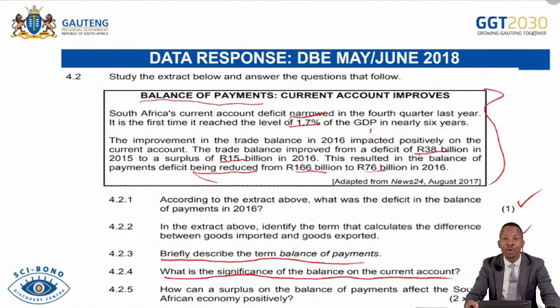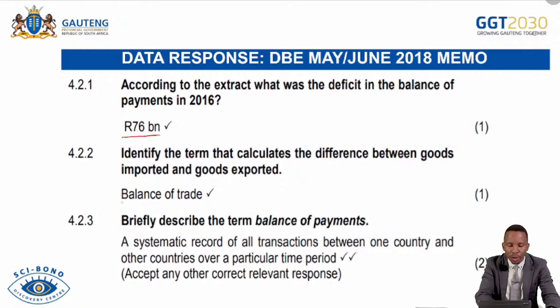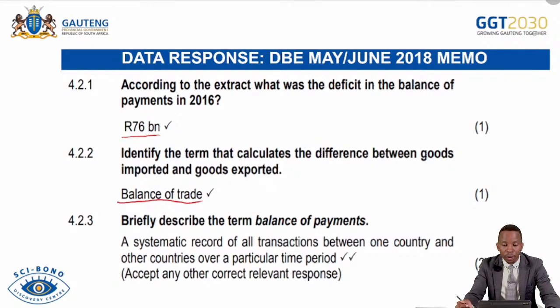It is very important that you understand that, avoid writing paragraphs that are sourced from the given data response or given extract in these questions. You will be totally wrong in most cases. 99.9% you will be wrong. According to the extract, what was the deficit? It is 76 billion. And then identify the term that calculates the difference between goods imported and goods exported: the balance of trade. And then briefly describe the term balance of payment.